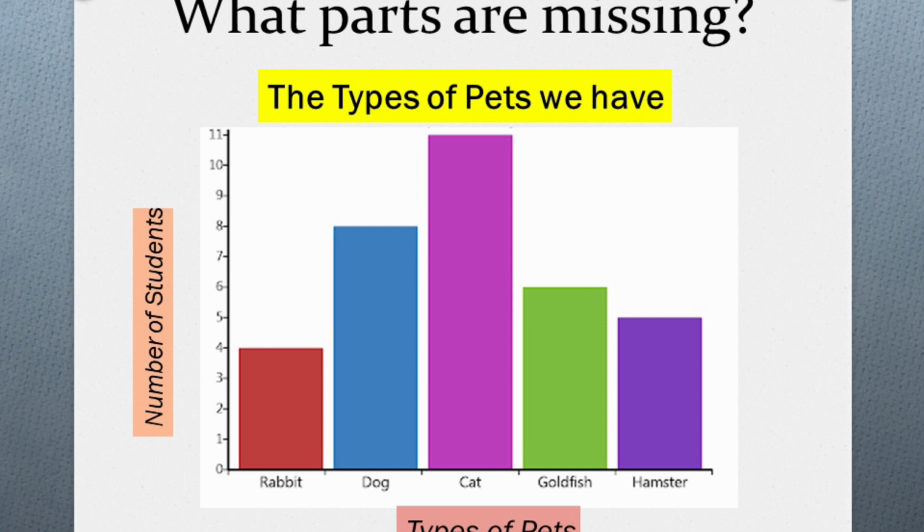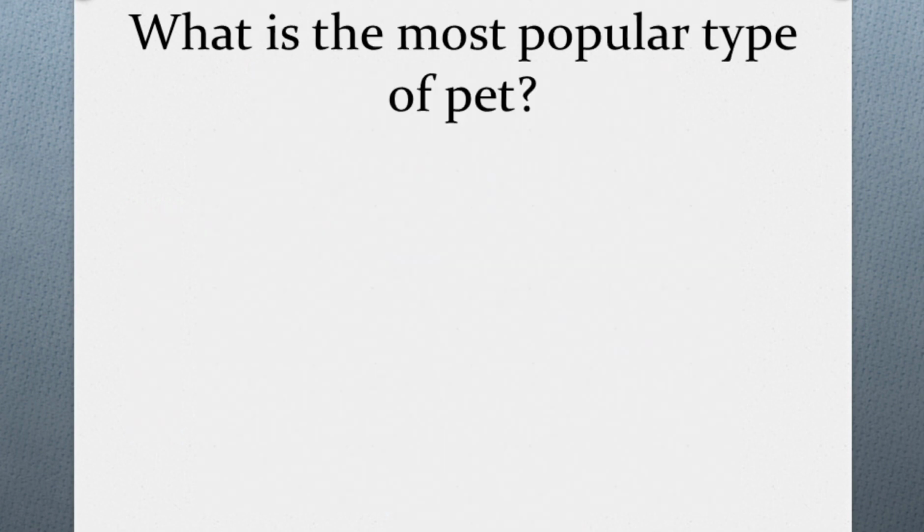It is very common that on the vertical axis, you will have numbers. And on the horizontal axis, you will have the types of the things that we're working with. It could be colors, it could be food, could be schools, it could be places, but in this case, we are working with types of pets.